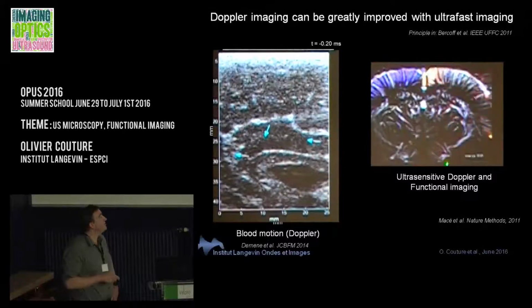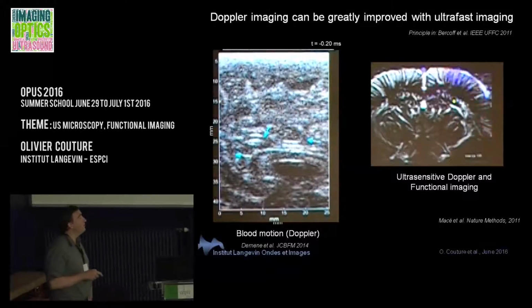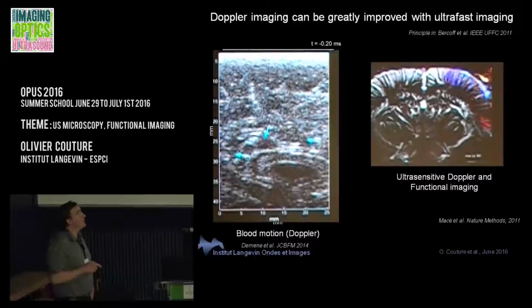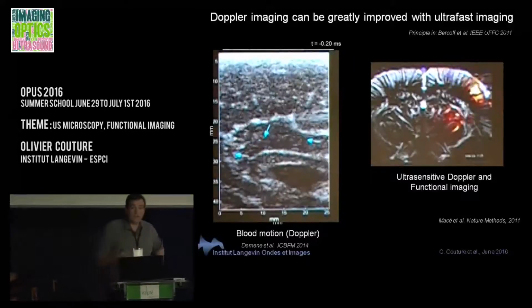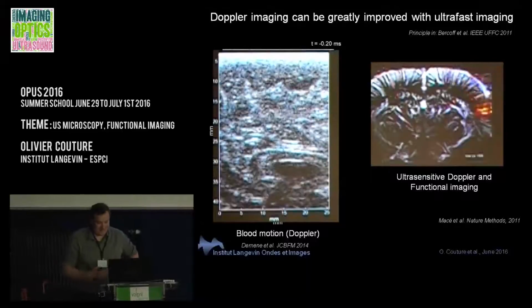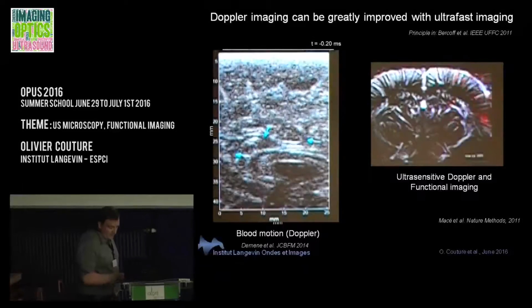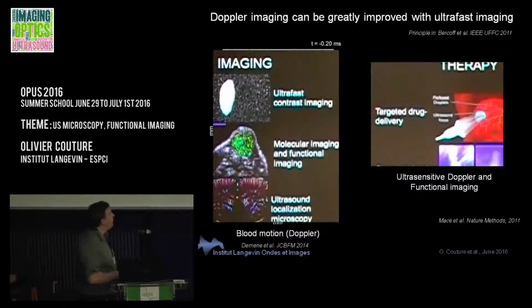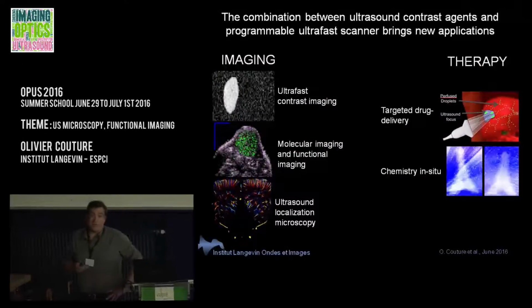And here you're so sensitive that what you see here is actually the modification in blood flow with respect to an epileptic seizure that is propagating inside the brain of the rat. And that's because ultrafast imaging allowed us to increase Doppler sensitivity by a factor of about 50. So this is what has been done with ultrafast imaging currently. You can do a bunch of different things also, working with these contrast agents that I talked about.